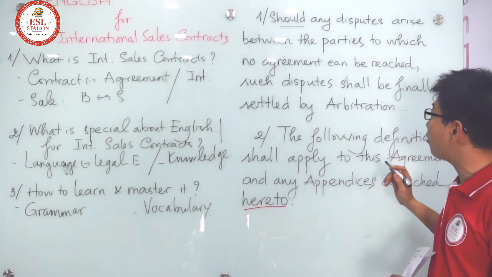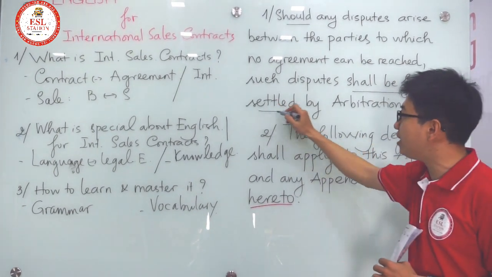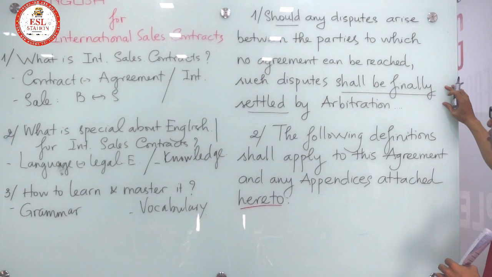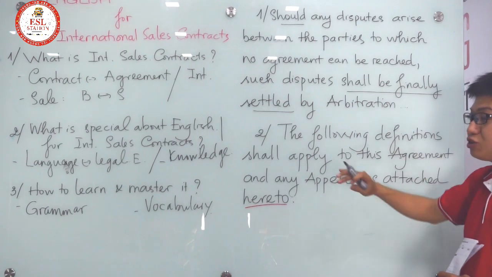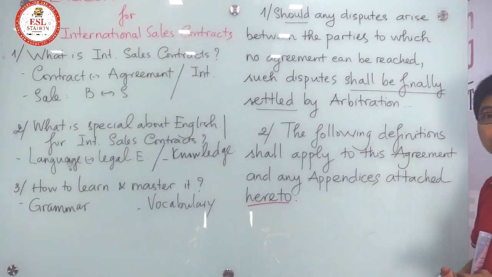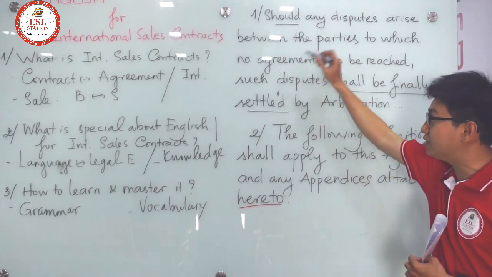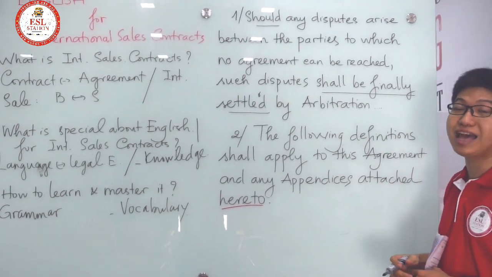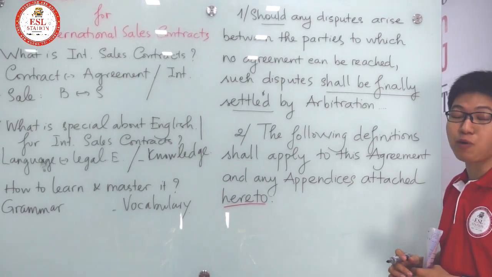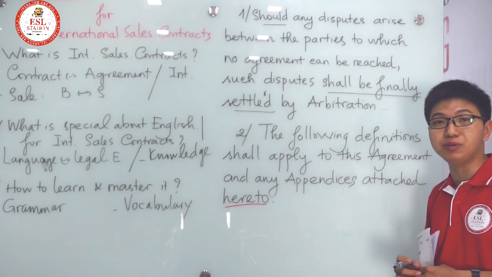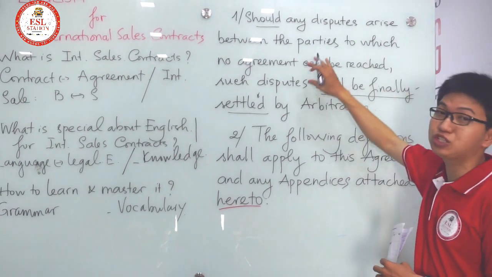And the next point I want to draw your attention to is this one, can you see here? "Shall be finally settled." This clause is written in passive form. In international sales contracts, the passive form is used very often, because they want to focus on the action rather than the subject causing the action. So that is my first point about the grammar. The two most important things that you should pay attention to are the use of passive voice and the sentence structure.